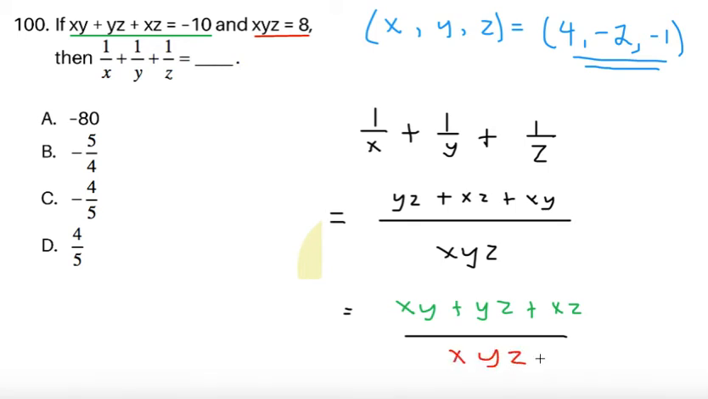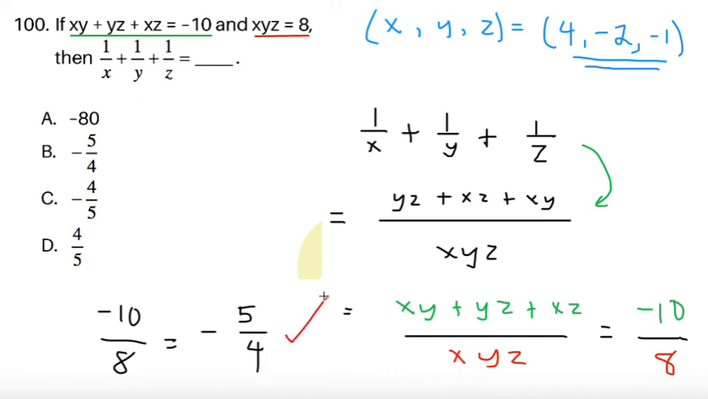Now, I guess the manipulation is pretty clear. We're given two expressions. The top expression equals negative 10 as per the given, and the bottom expression equals 8 as per the given. In fact, it's an identity. It's very common that 1 over x plus 1 over y plus 1 over z can be expressed this way. So all we have to do is simplify negative 10 over 8. Since 10 and 8 have a common factor of 2, we can simplify it to negative 5 over 4. Comparing this with the choices, it corresponds to choice B.